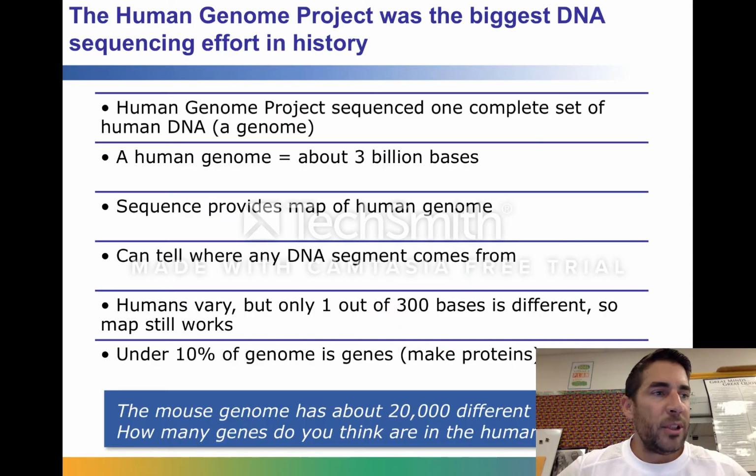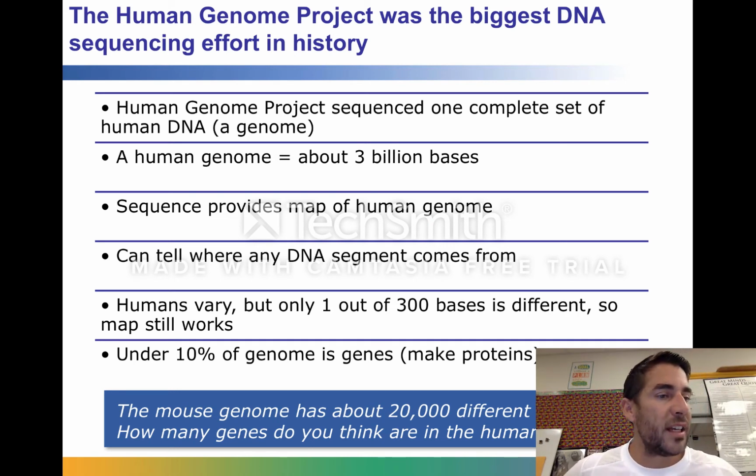Let's talk a little bit more about the Human Genome Project. It sequenced one complete set of human DNA. A complete set of an organism's DNA is known as its genome. HGP, or the Human Genome Project, was led by the U.S. government, which provided most of the funding. The project ran from 1990 to 2003, so it took them 13 years to get this done.